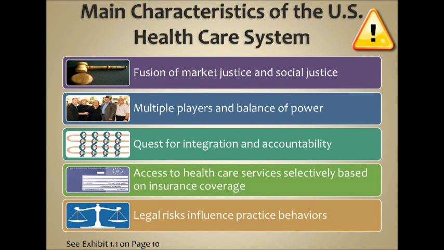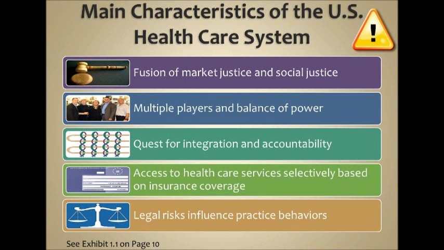In addition, in the U.S. healthcare system, there is a fusion of market justice and social justice, as mentioned before. The social justice that is necessary to deliver healthcare goods to everybody is mitigated by the market justice, which tries to help it find the right cost and improve utilization. There are multiple players and an unusual balance of power in the U.S. healthcare system. Without the government as a central agency, everybody is fighting for a seat at the table. And this leads to a quest for integration and accountability. With all these players and all these systems, it is difficult to integrate and it is difficult to hold people and systems accountable for people's health.